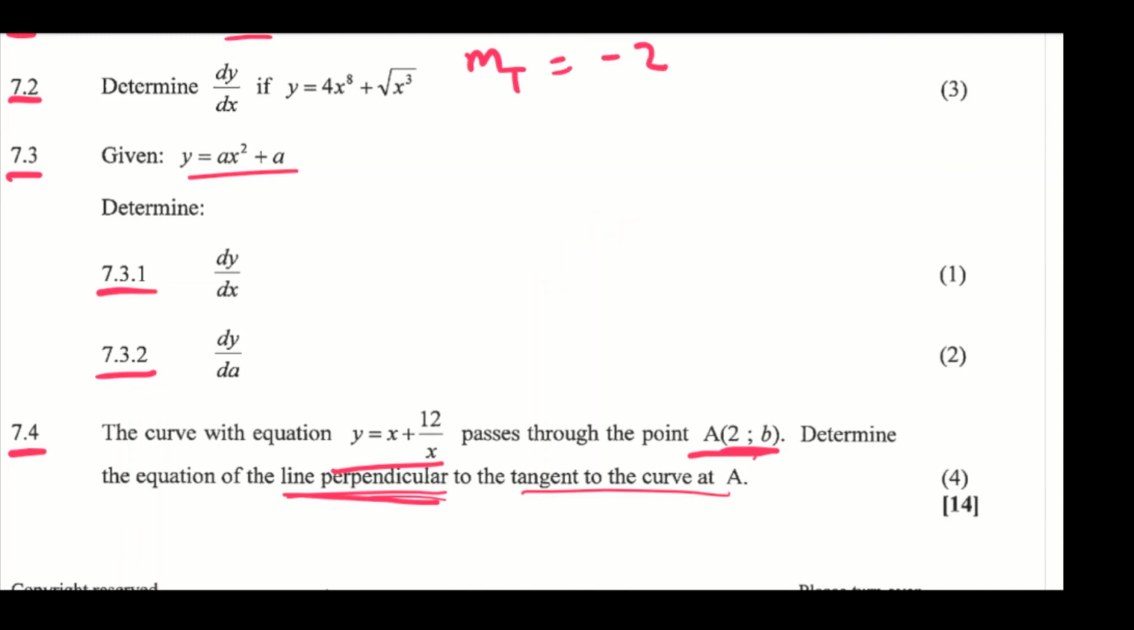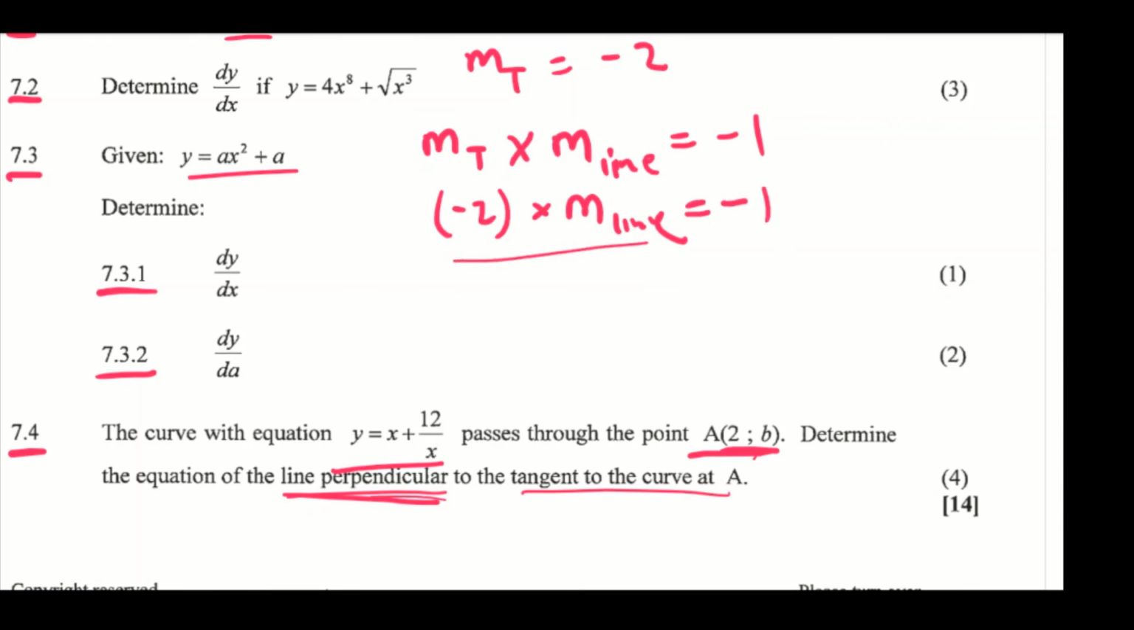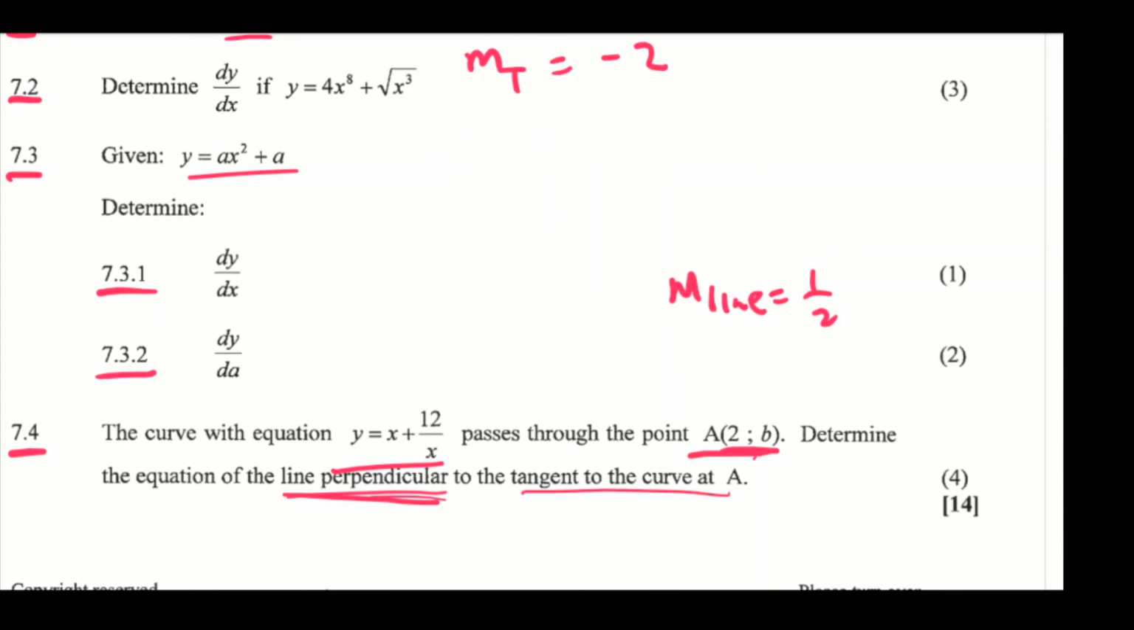That you should note. But we are told that the line is perpendicular to m of t. So if it's perpendicular, we multiply the gradients. It must be equals to -1, right? So the gradient of the tangent is minus 2. We don't know the gradient of the line that is perpendicular to the tangent, and then it's equals to -1. So we divide by -2 both sides. So m of the line is equals to 1 over 2, right? So now we know the gradient of this line here. Gradient of the line equals to 1 over 2 there.